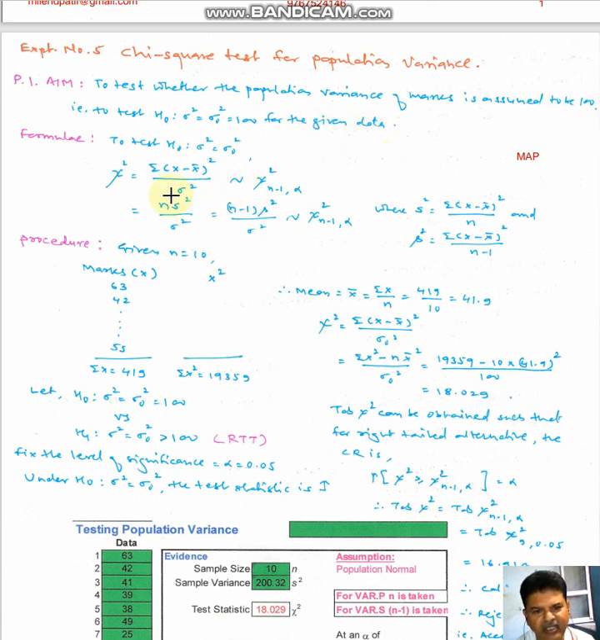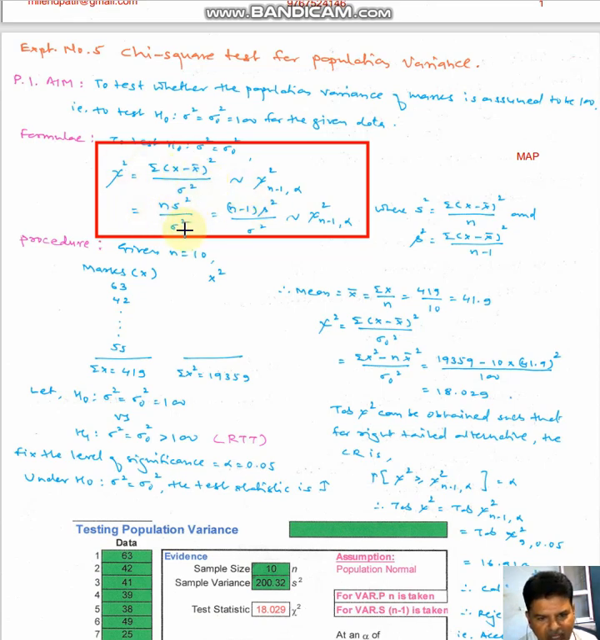What is the test? We have to use this test. Chi-square is summation x minus x bar square divided by sigma square, which follows chi-square n minus 1 alpha. Alpha is the level of significance and n minus 1 is the degrees of freedom. This formula we can also write as n s square divided by sigma square, which is equal to n minus 1 s square. This s square is the sample variance, and sigma square is the population variance.